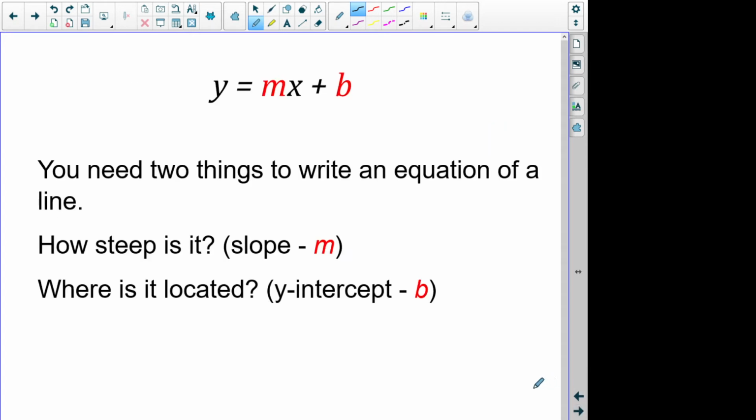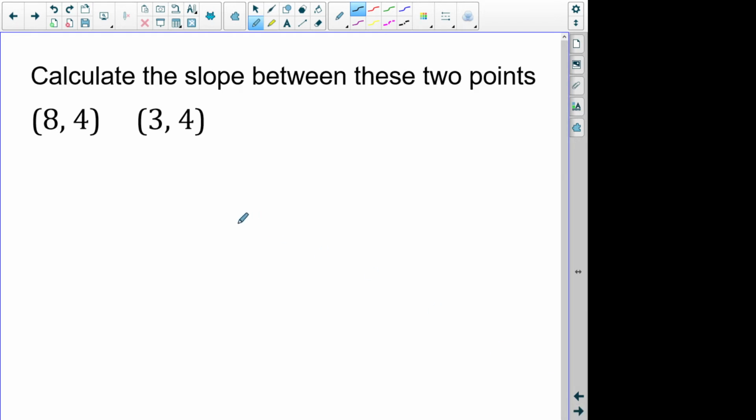Now, that's nice if they give it to you, but they don't always do that. Remember, we need these two things, y equals mx plus b. We need to find m and we need to find b. If they give us m and b, great. If they don't, we have to come up with some ways of finding those values. I'm going to skip that example.